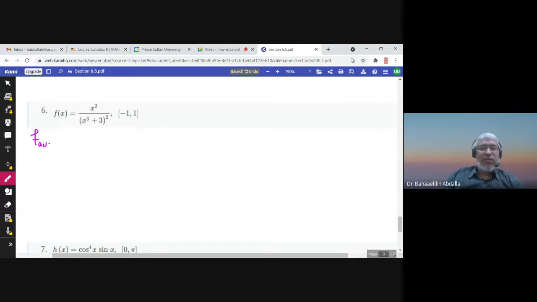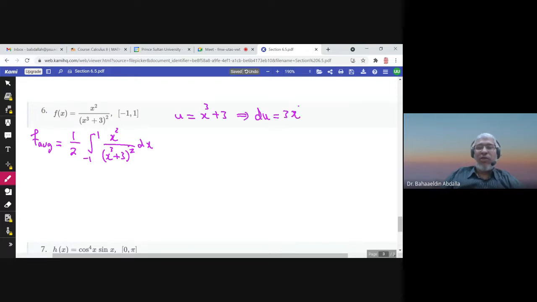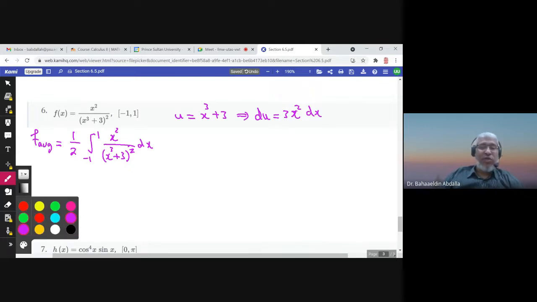f average here is 1 over 1 minus negative 1, so it's 1 plus 1, which is 2, times the integral from negative 1 to 1, x squared over (x cubed plus 3) to the power 2 dx. How to evaluate this integral? I take u equals x cubed plus 3, because du is 3x squared dx. If you have any problems here with integral by substitution, just go and refresh your mind and see the video about substitution.